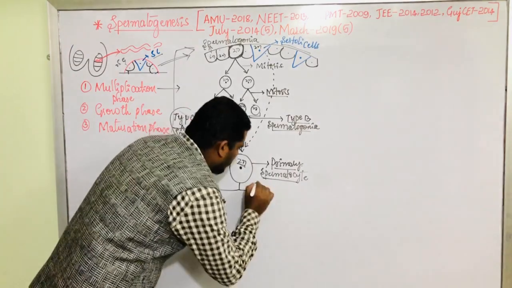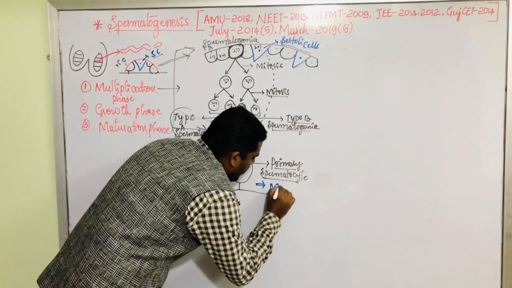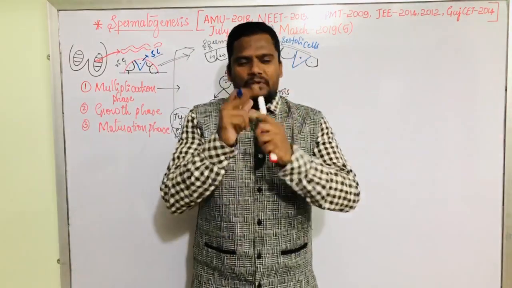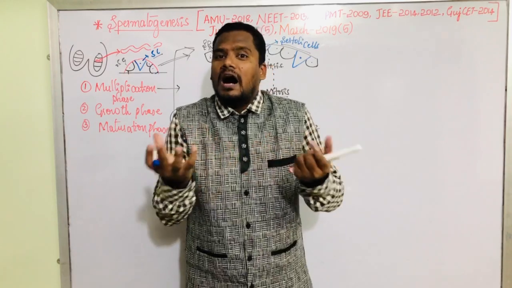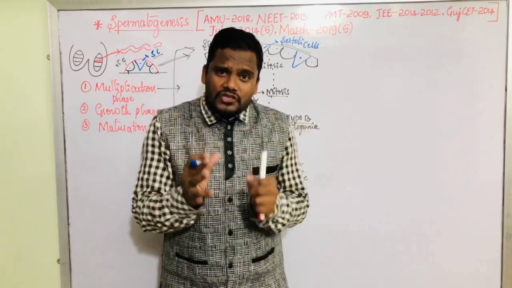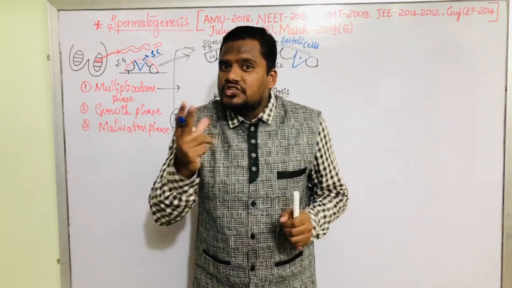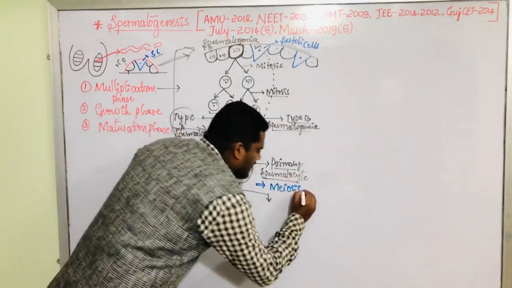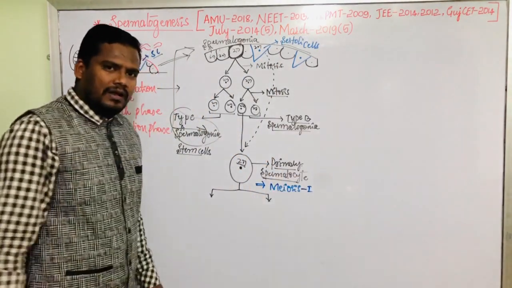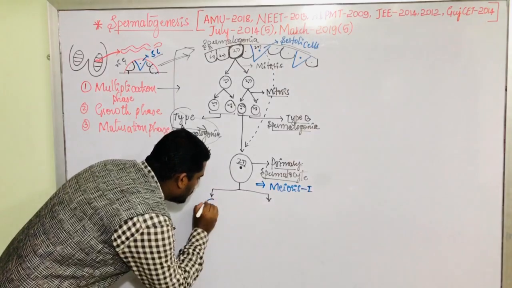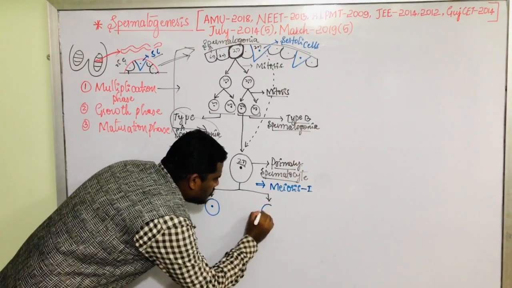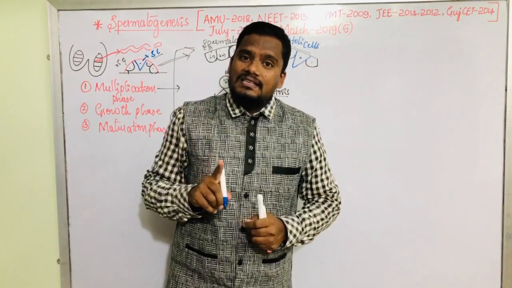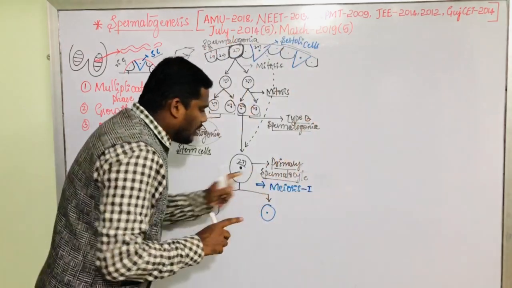Let us write with a different marker. It undergoes meiosis. We know meiosis is a reductional division where the chromosome number reduces to half, my dear friends. And meiosis is completed in 2 different steps, meiosis 1 and meiosis 2. First, there is meiosis 1. As a result of that, two cells are formed.